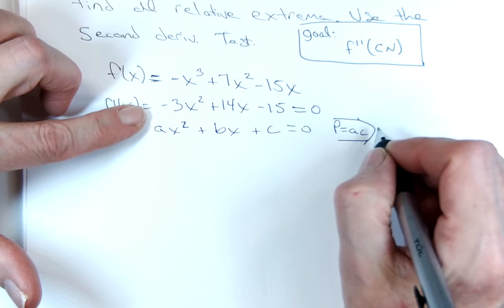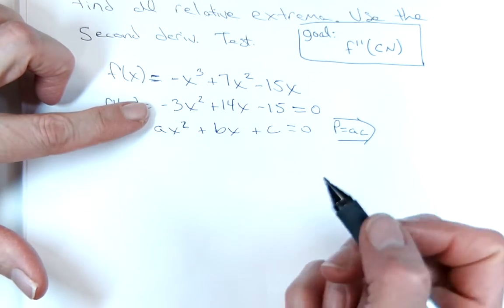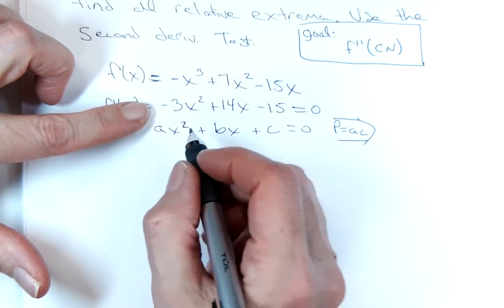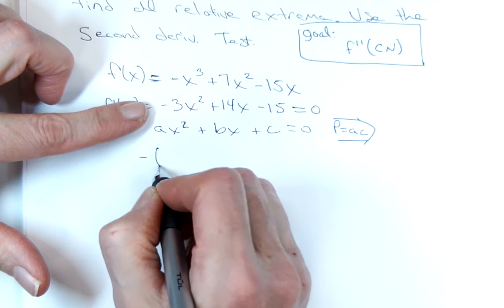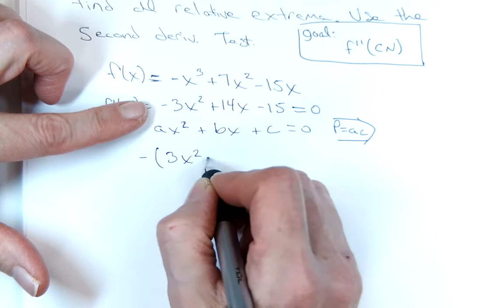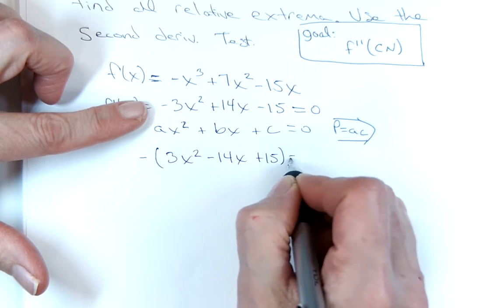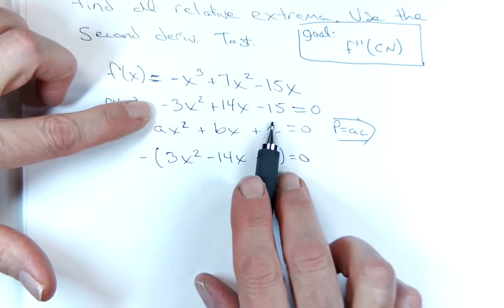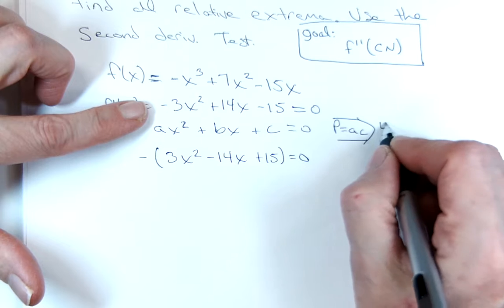And so, I think I'm going to just take that negative out because I usually like having a leading coefficient that's not negative. So I'll factor out a negative first. Negative times 3x squared minus 14x plus 15 equals 0. And I would have got the same product. So 3 times 15 is 45.